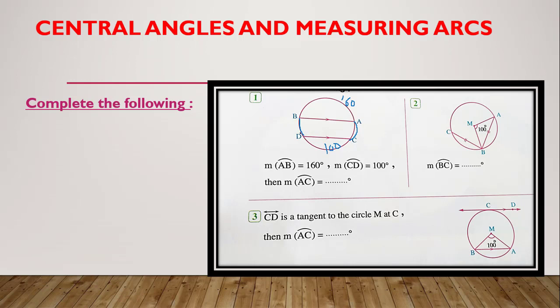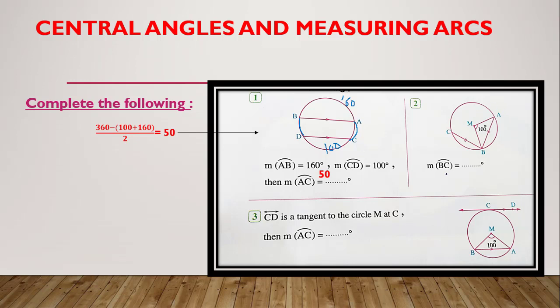So we will calculate the remainder of 360 minus 160 minus 100. Then I divide it by 2. So I'll calculate 360 minus 100 plus 160. It will be 100, then I'll divide by 2, it will be 50. So each one of the two arcs AC and BD will be 50 degrees.